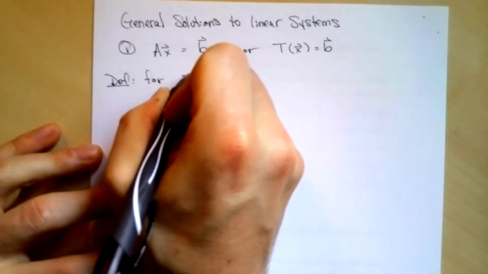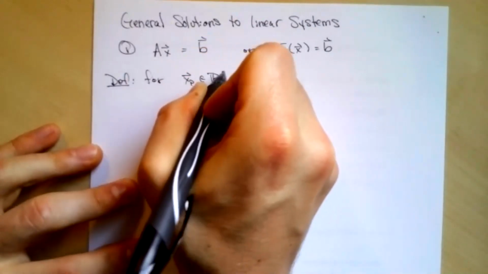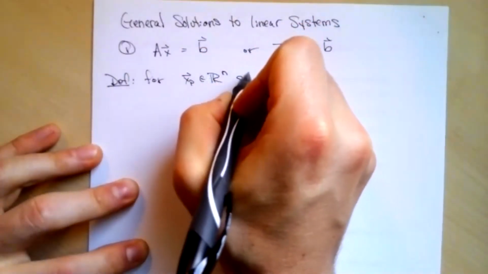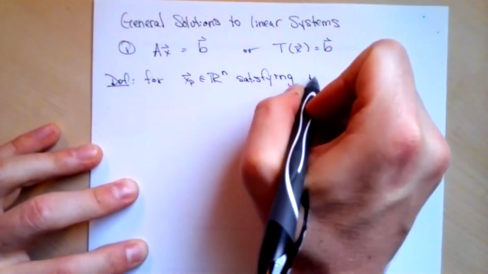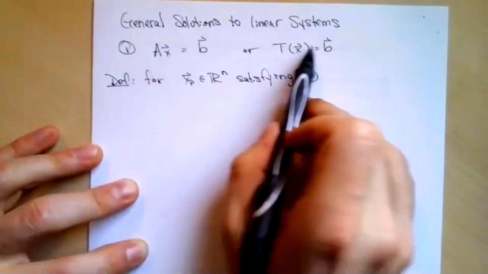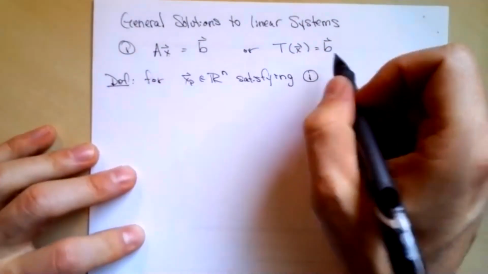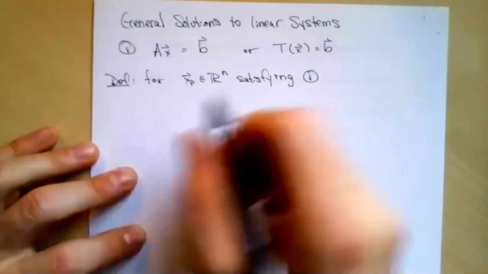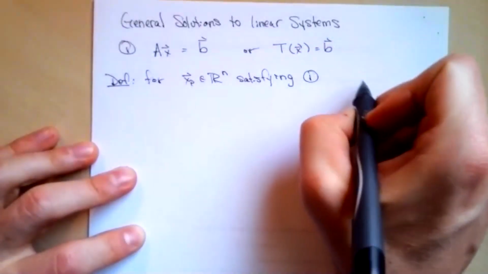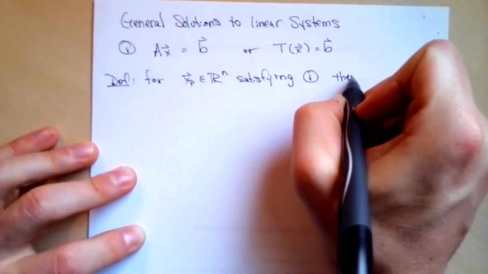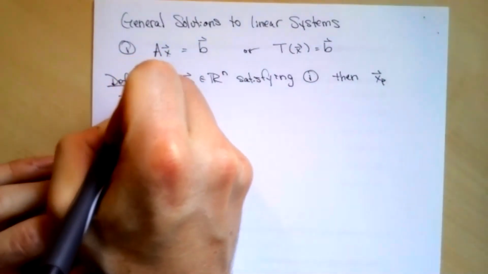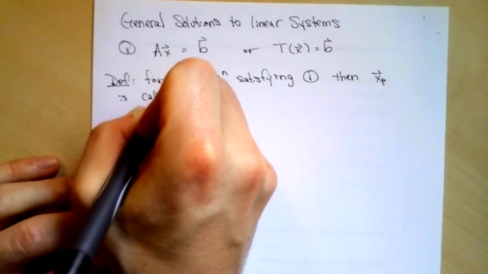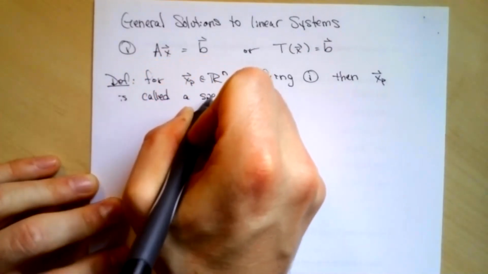If we have a specific vector that satisfies equation 1, so both of these equations, whether we're considering it as a linear transformation or specifically getting into the matrix of that, then X is called a specific solution.